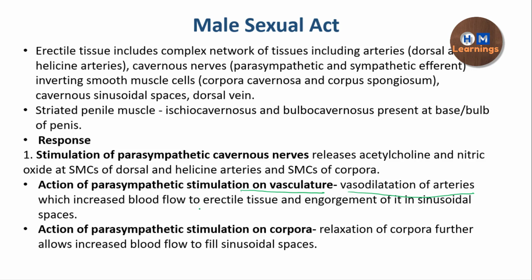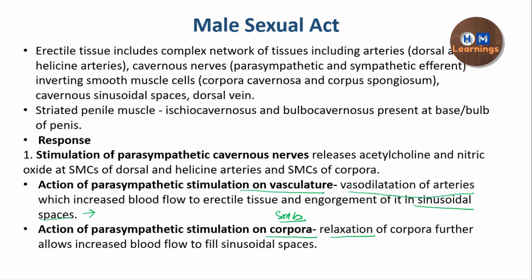So they are acting on the smooth muscle cells of the arteries, releasing the nitric oxide, which is going to do the vasodilation. So when there is vasodilation, there is increase in the blood flow to the tissue, and there will be accumulation or engorgement of the blood in the sinusoidal spaces. Now this is going to cause the increase in rigidity and the volume of the penis, which is what? Erection.